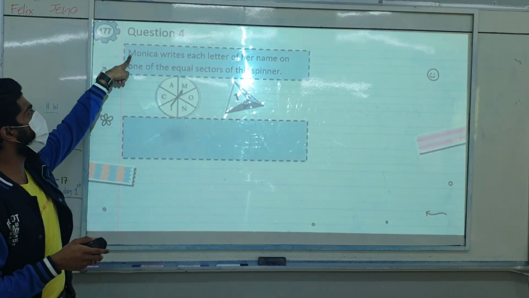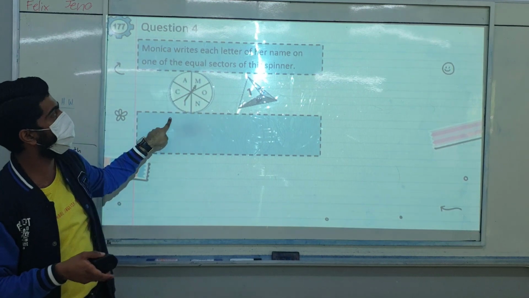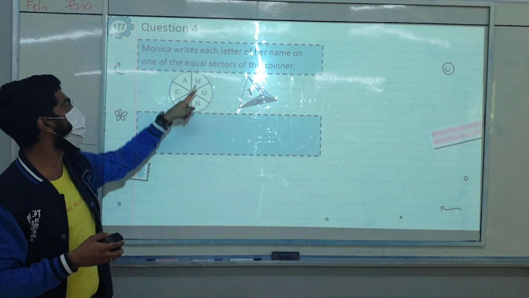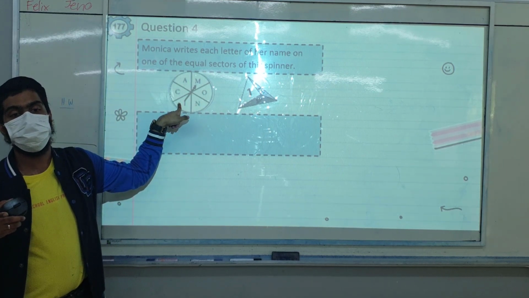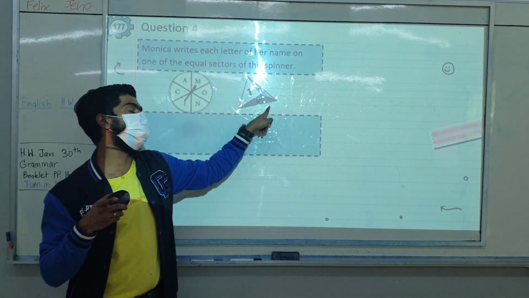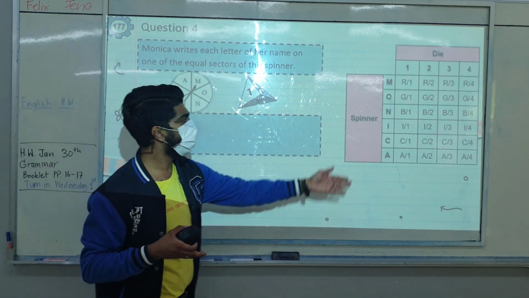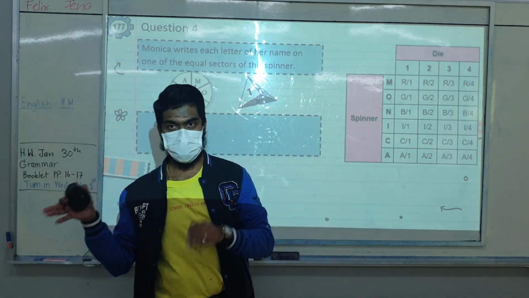So in this one, Monica writes each letter of her name on one of the equal sectors, which is right here, and we got a tetrahedron, okay? Now in the name Monica, how many possible outcomes do we have? 6. In the tetrahedron, how many possible outcomes? 4. Alright.